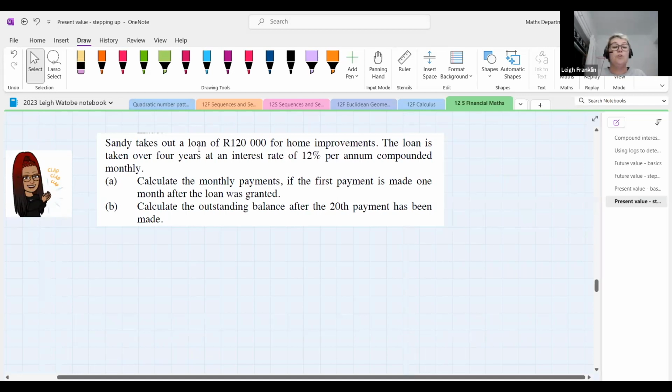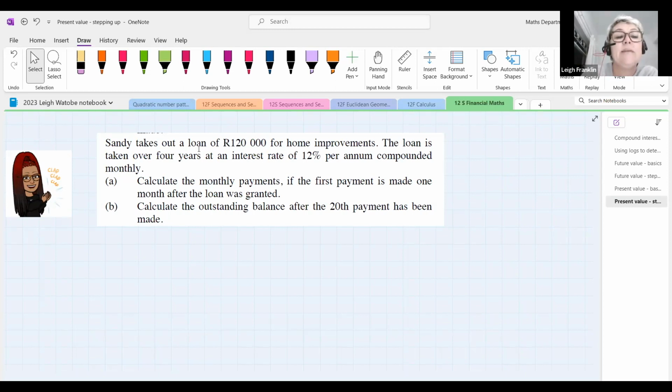Okay, so we're not doing this for part A, but we need part A in order to be able to do part B. Sandy takes out a loan of 120,000 Rand for home improvements. The loan is taken over 4 years at an interest rate of 12% per annum compounded monthly. Calculate the monthly payments if the first payment is made 1 month after the loan was granted. So nothing unusual there, straightforward calculation. Let's go ahead and do that.